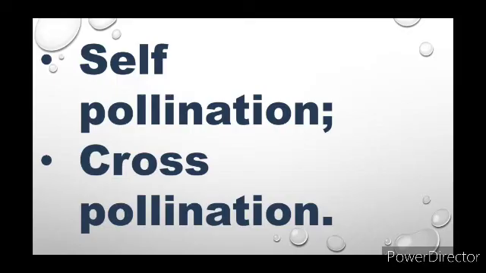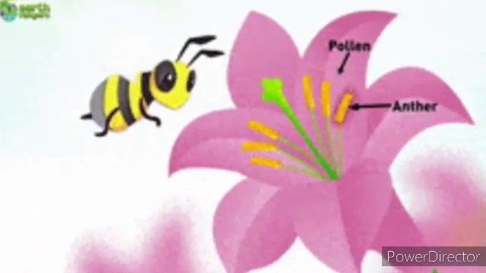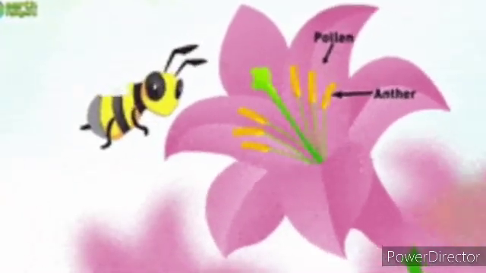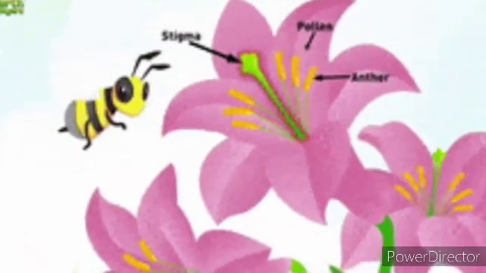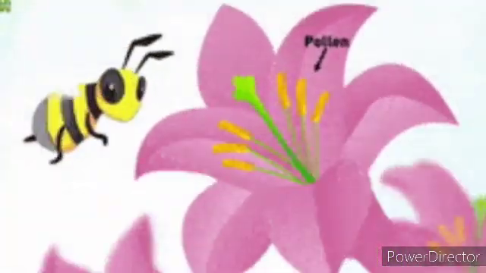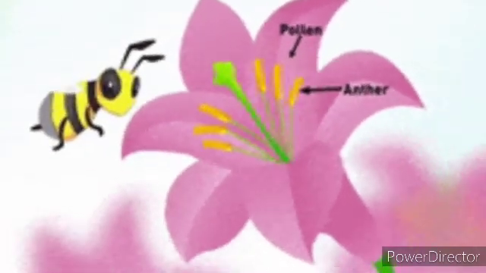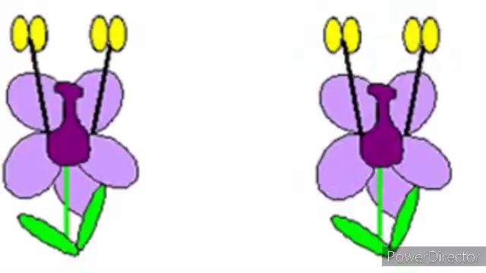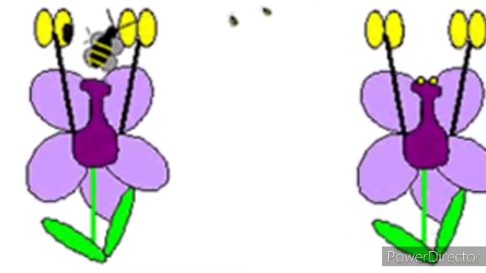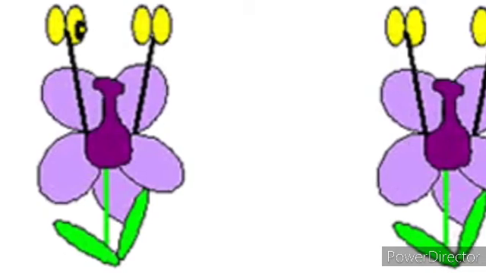Actually, we have two types of pollination, which are self-pollination and cross-pollination. Self-pollination is the transfer of pollen grain from the anther of a flower to the stigma of that same flower. Note, of that same flower. While cross-pollination is the transfer of pollen grain from the anther of a flower to the stigma of another flower.